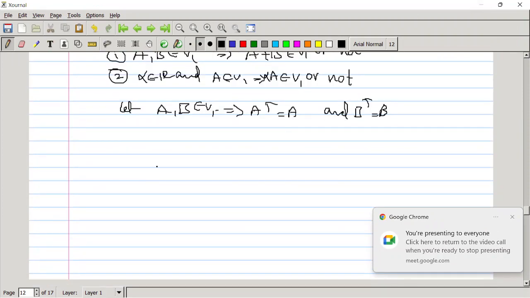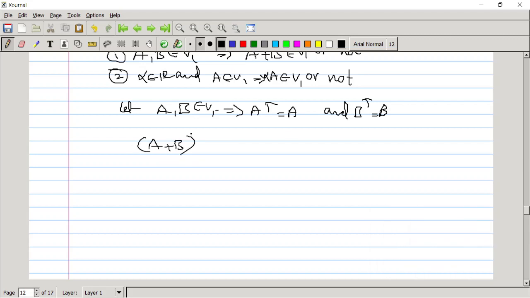So now we have to check whether (A plus B) whole transpose is equal to A plus B or not. By the property of transposition, this is equal to A transpose plus B transpose. So this is equal to A plus B.